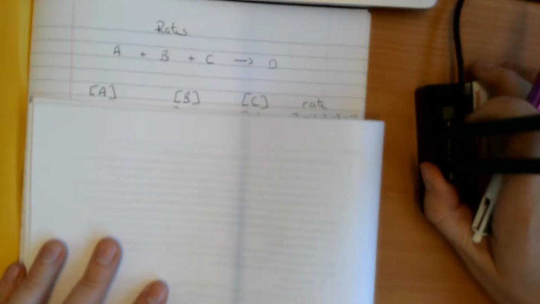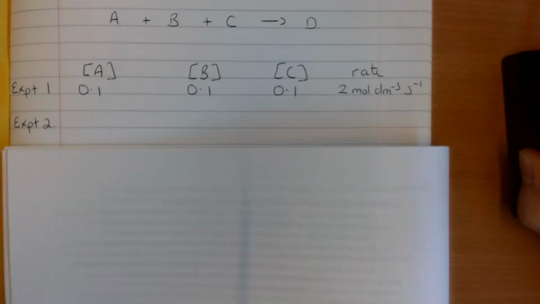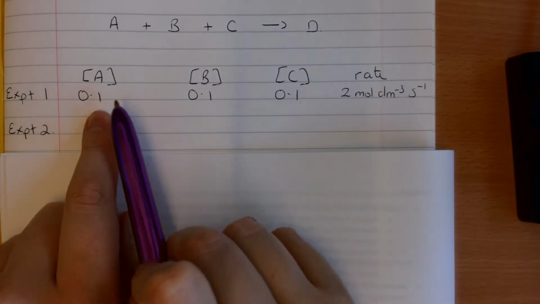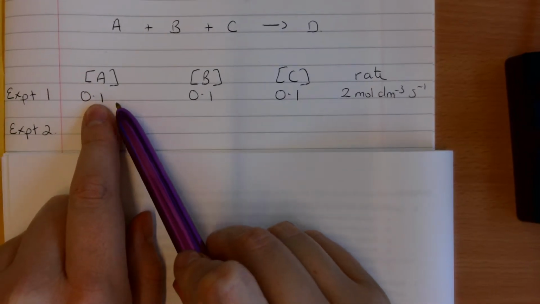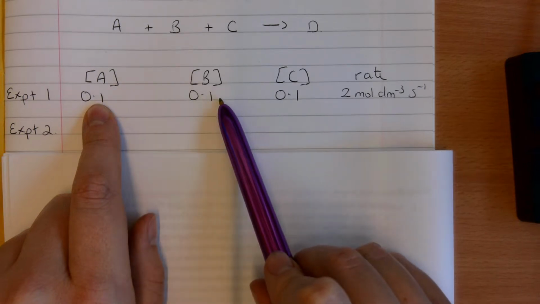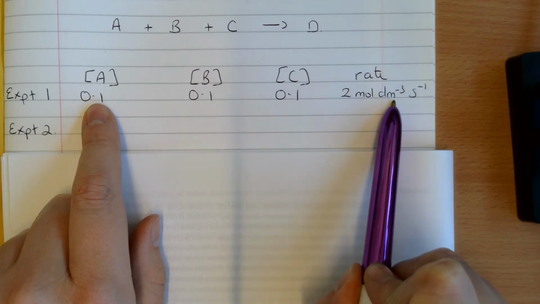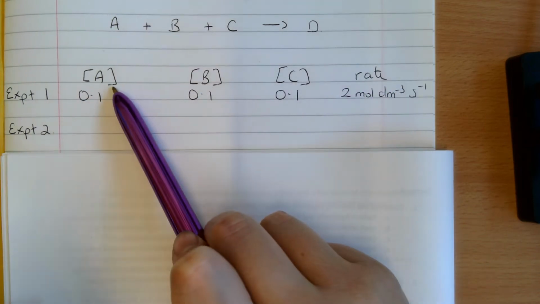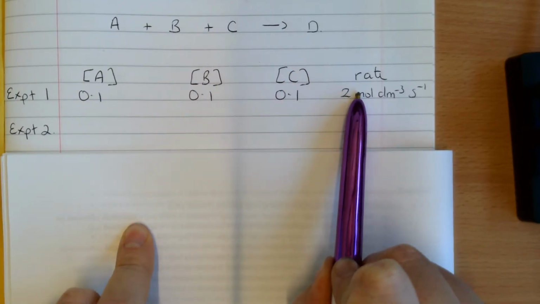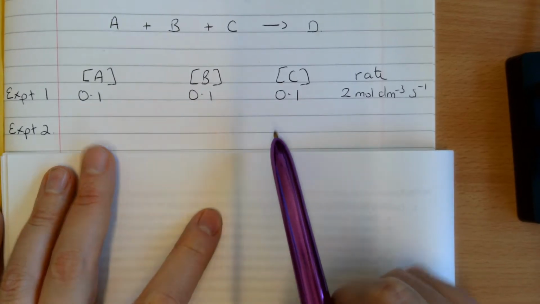So I'm going to zoom in a little bit. I've got mock results here for an experiment. In my first experiment, my concentration of A is 0.1 moles per decimetre cubed. This is my concentration of B, this is my concentration of C, and I measure the rate and find that this is the rate of the reaction. I want to see how changing the concentration of A affects the rate of my overall reaction. Because I'm interested in A, I'm going to change A, but keep B and C constant.